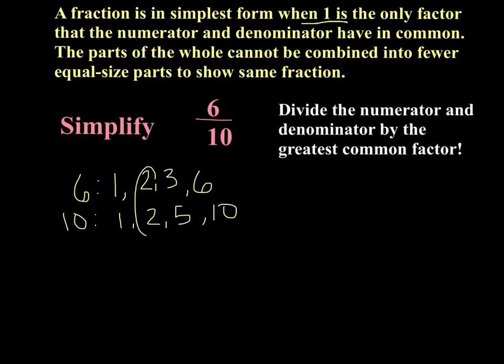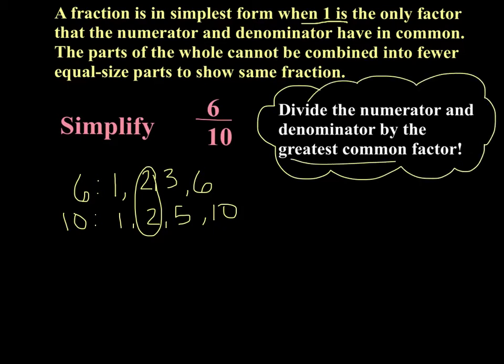They both share 2. Now let's look at our rule again. We need to divide the numerator and denominator by the greatest common factor. I see 2 as the greatest number there. So that means that I can divide 6/10, my numerator by 2, my denominator by 2. Remember, 2/2 equals 1 whole. So we're really dividing it by 1, but it's represented as 2/2. So 6/10, the numerator and denominator will both be divided by 2.